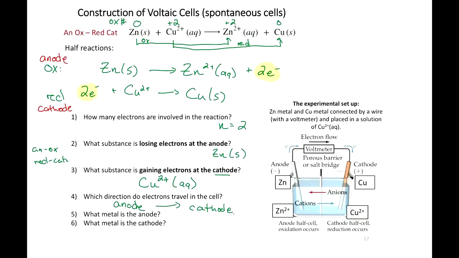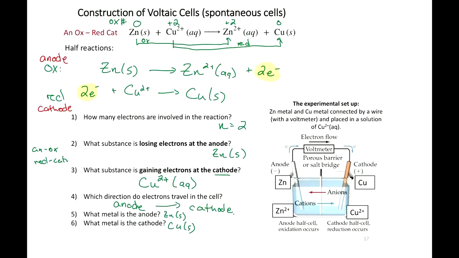All right, and then what metal is the anode and what metal is the cathode? Well, that's based on the half reactions that we identified. Oxidation is the anode, so the material there is going to be zinc solid, and the metal that's going to act as our cathode is copper solid. Perfect. So this is what the voltaic cell looks like.